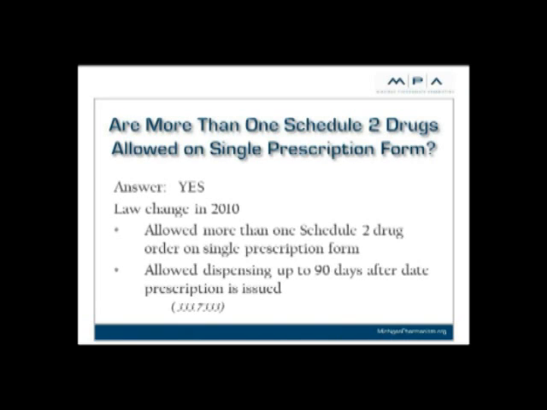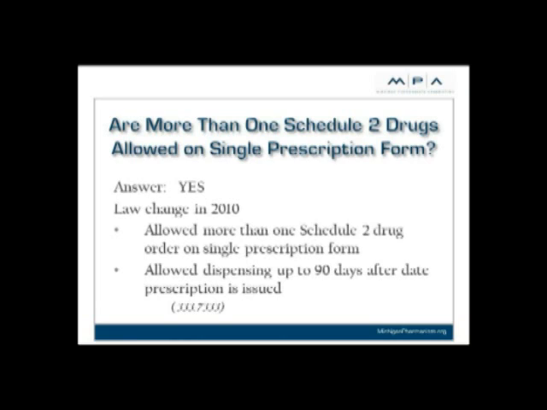It's the same law that extended the validity of a Schedule II prescription from 60 days to 90 days. So now we mirror federal law in that a Schedule II prescription, when it's written, is valid up to 90 days after the date it's issued, and you are allowed now to accept a valid prescription that has more than one Schedule II drug on a prescription order. So be very clear about that, that is now authorized.